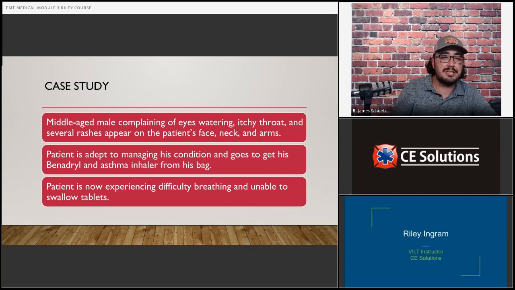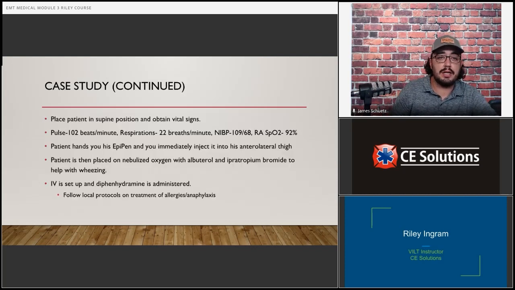All right. So it's not gradually, but it is rapidly getting worse. Right. So what are we going to do? We're going to put this patient into supine position and obtain vital signs. So when we first get on scene, we've got 102 beats per minute as a pulse. Respirations are at 22 breaths per minute. Blood pressure is 109/68, and pulse ox is 92%. Okay, so it has to do maybe with this difficulty breathing.